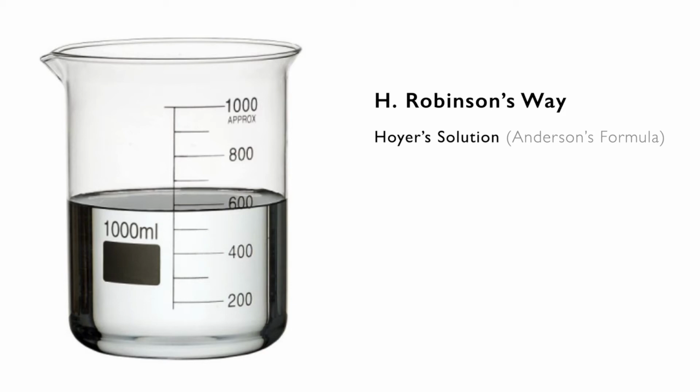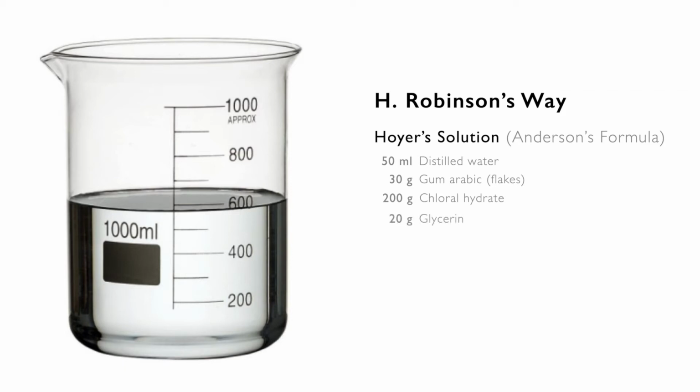So according to Anderson's formula, in order to prepare the Hoyer solution, you need 50 milliliters of distilled water, 30 grams of gum arabic in flakes. Anderson specifically advised against using the powder form. Then 200 grams of chloral hydrate, this is the clearing agent, and 20 grams of glycerin.